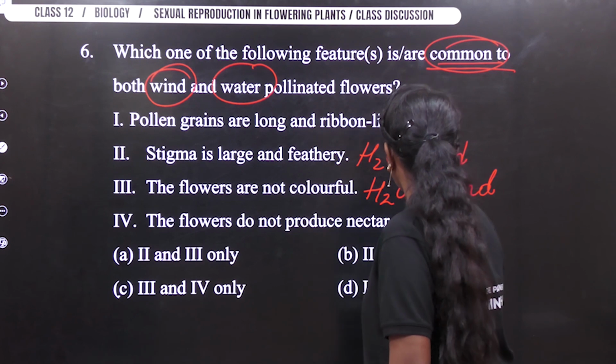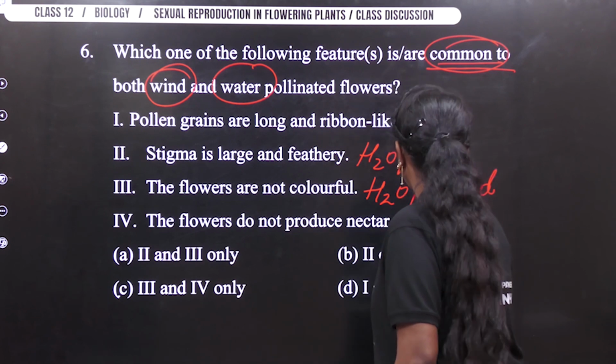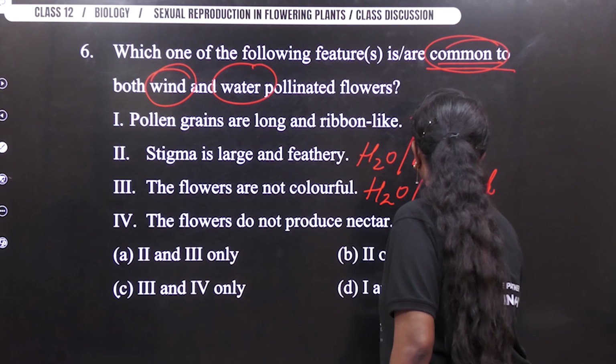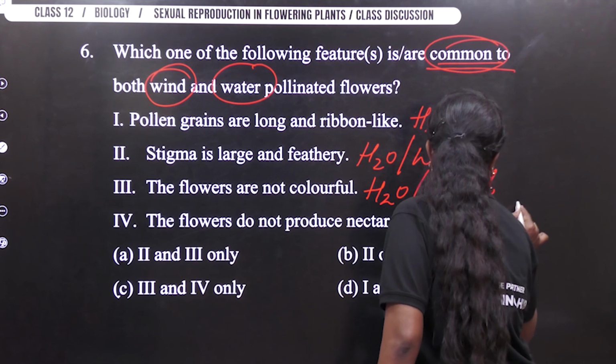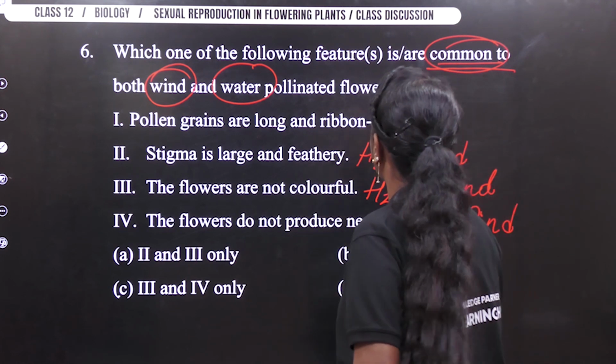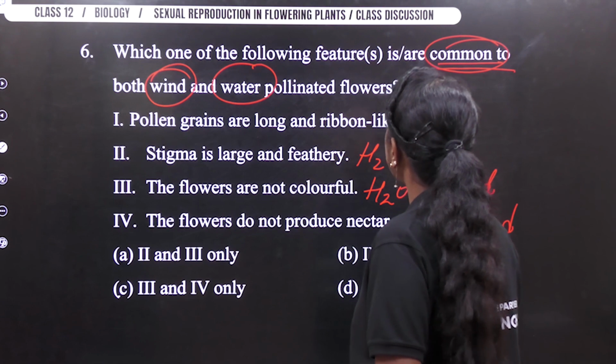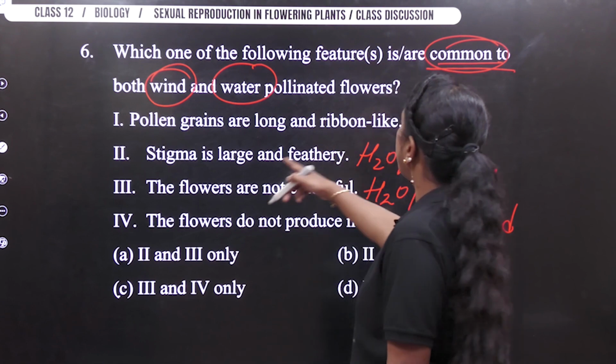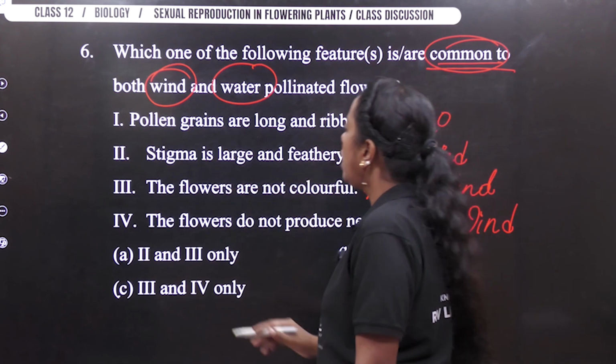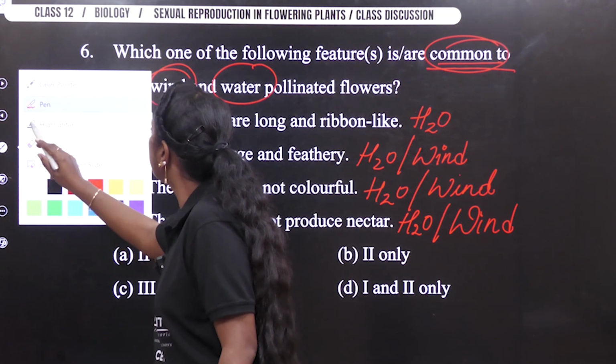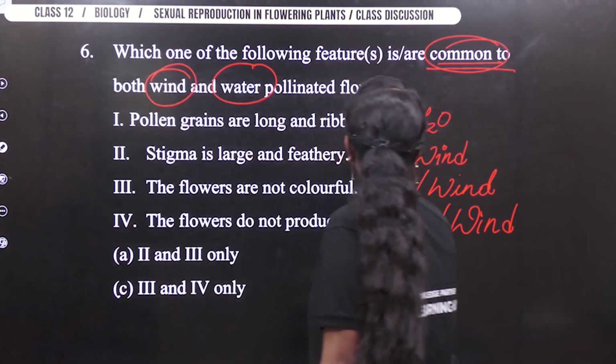Okay, so let us mark. Flowers are not colorful, so water and wind. Okay, so now let us check the options. Stigmas are large and feathery. I think the second option should be only referring to wind. I have made a mistake, so let me erase it for you.